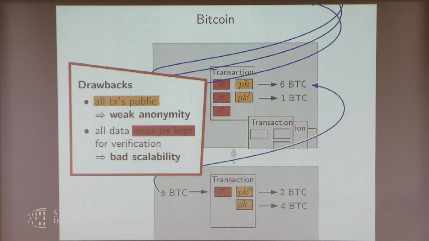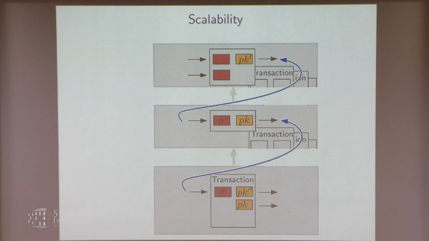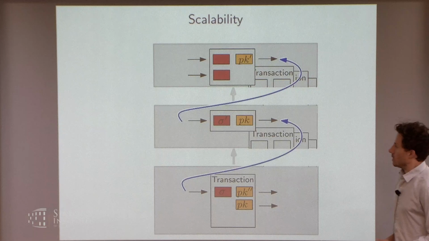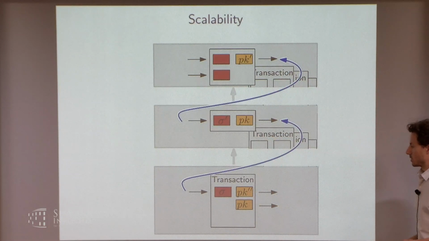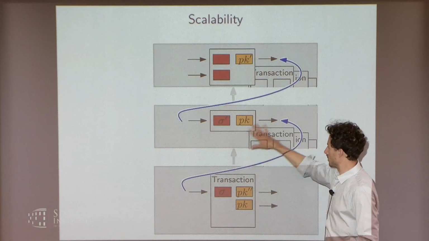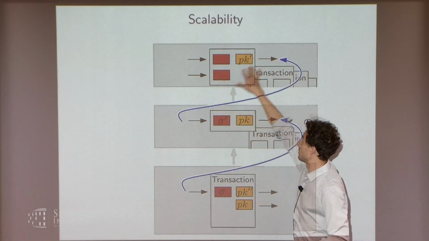So the drawbacks: all the transactions are public, so we have weak anonymity, and all data must be kept forever to have this public verifiability of the system, which leads to bad scalability. What would be good scalability? Consider this chain of transactions, where this transaction spends this output here, which spends this output, and so on.